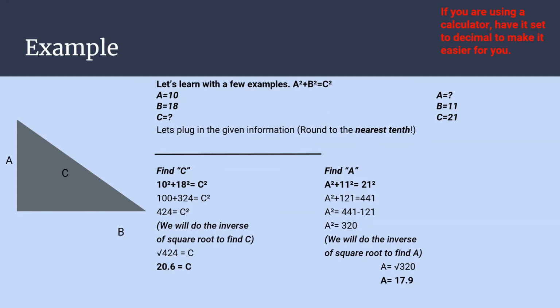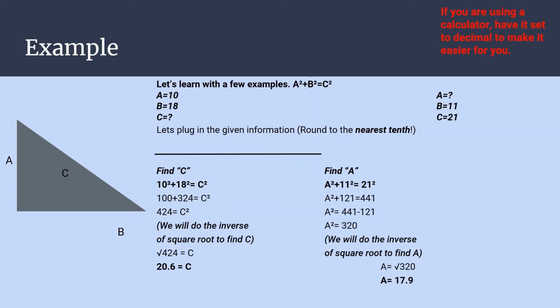The next example is we're trying to find what a is. We have b equals 11 and c equals 21. So in order to find a, let's plug in everything that we know. So a squared plus 11 squared equals 21 squared. A squared plus 121 equals 441.